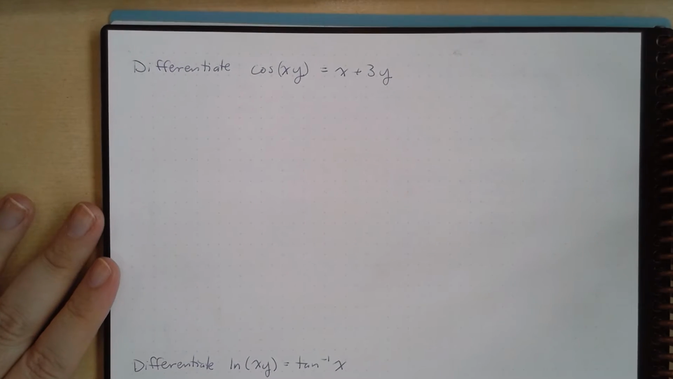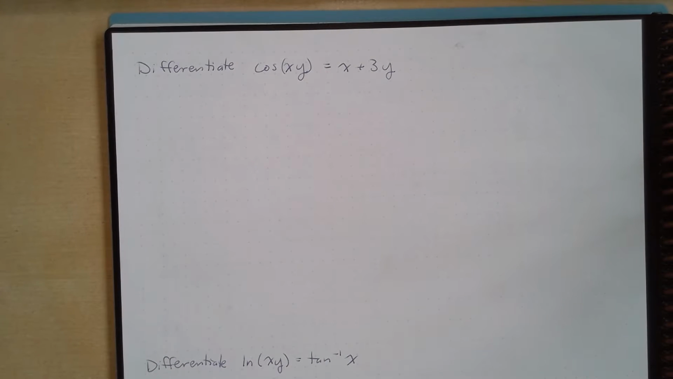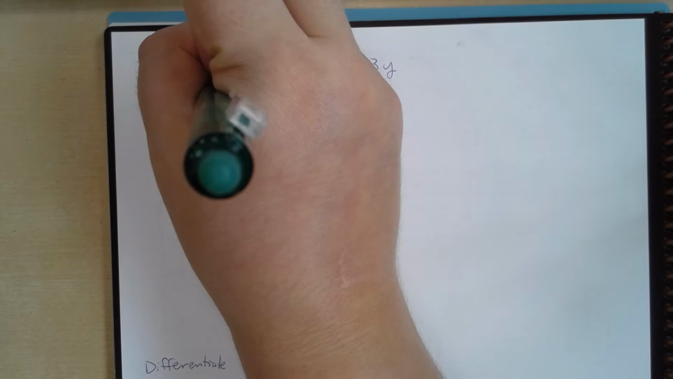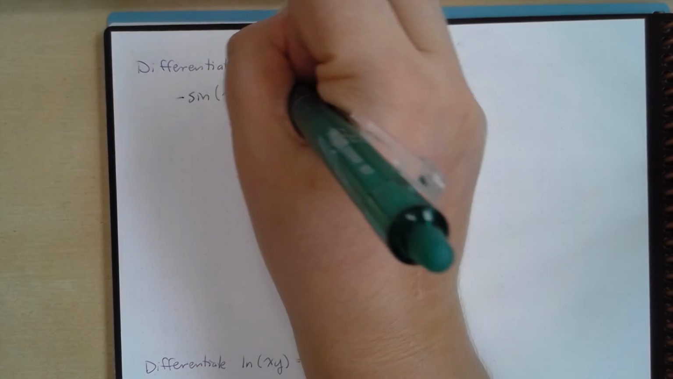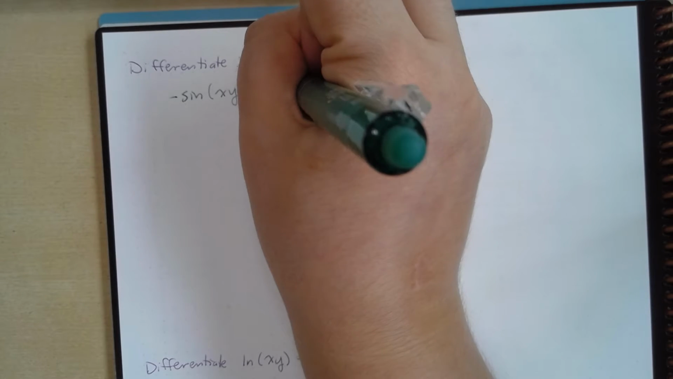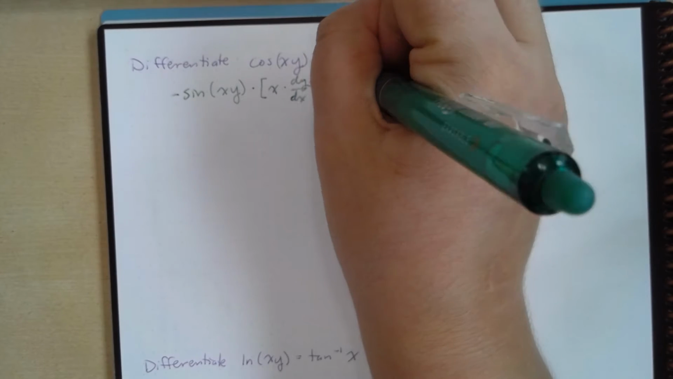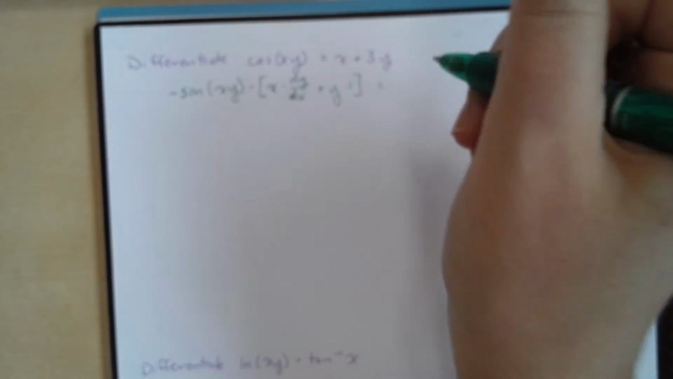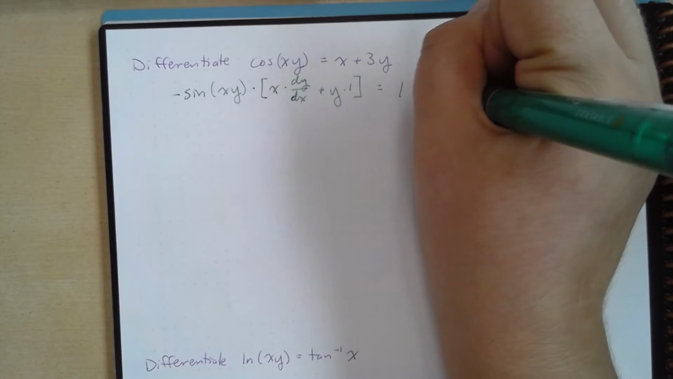So let's do 2 more final examples. All right, we are asked to differentiate. Ooh, a little bit of trig. Trig's always fun. Cosine of xy is equal to x plus 3y. Well, the derivative of cosine is negative sine of xy times, and we're going to have to use product rule here. We're going to take the first times the derivative of the second, plus the second times the derivative of the first, which is just 1, is equal to 1 plus 3 dy over dx.